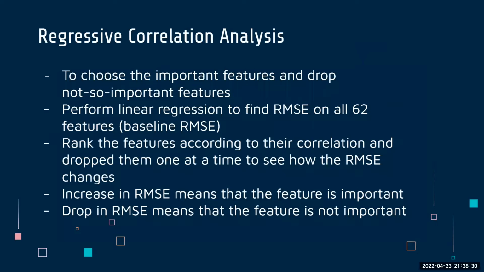As there are many features to take into consideration, we also performed a regressive correlation analysis to select the important features. Essentially, a linear regression was first performed with all the 62 features included to obtain the root mean square error, which determines the baseline RMSE. Then we proceeded to use the ranked correlation features and drop them individually, and linear regression was performed again on the subset of features to obtain the new RMSE. The features which are important will cause the RMSE to increase, while the features which are not so important will cause the RMSE to decrease when dropped, since the model performs better without the feature.